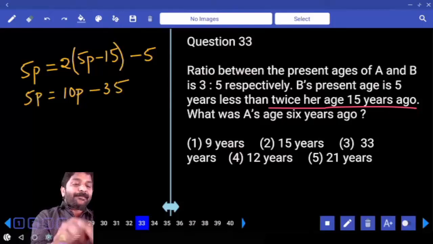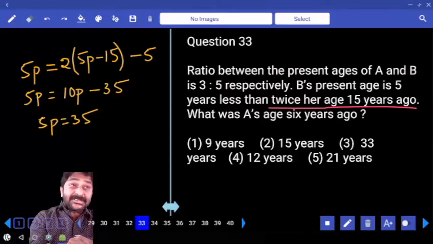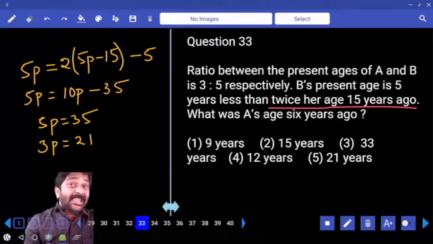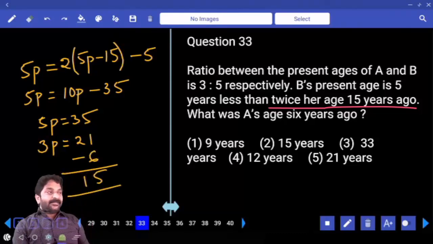So take the parts to one side. That is 5 parts is equal to 35. If 5 parts is equal to 35, 5 how many times is 35? Then 3 parts is equal to 3 into 7, 21 only. But we were asked to calculate A's age 6 years back. So we have to subtract 6 years only. How much is your answer? 15. If there is only one 3 multiple available in the options, we don't need to go for any simplification.